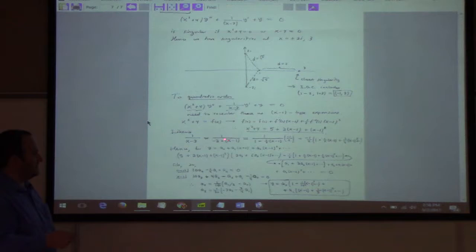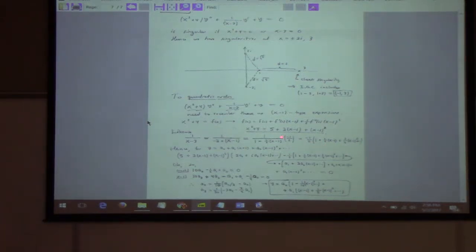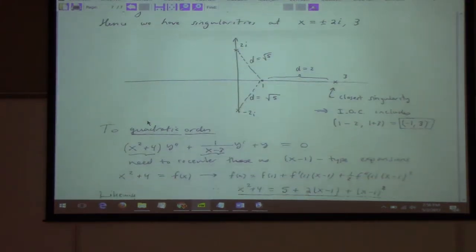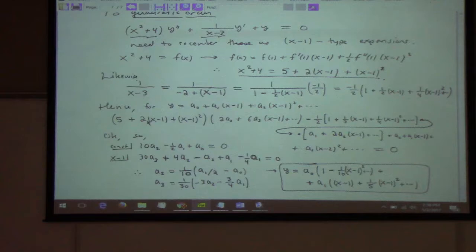So I shift it to look at minus 2 plus (x minus 1). I factor out the minus 1/2. That's a geometric series. There's the first 3 terms. I don't probably even need all of them. And then at this point, I've got everything in the kind of format that I need in terms of expansions of x minus 1. And then, what's that? Oh, I was super wrong.